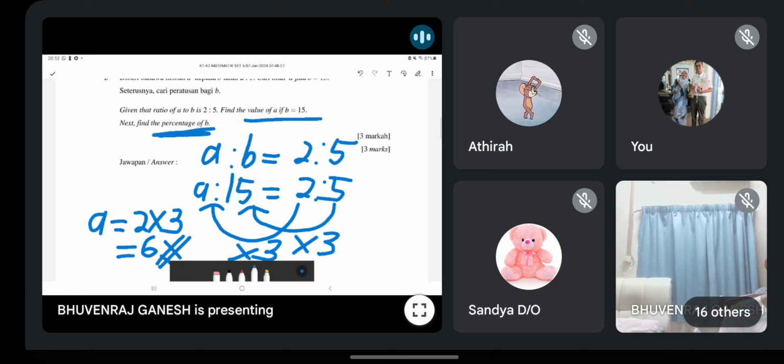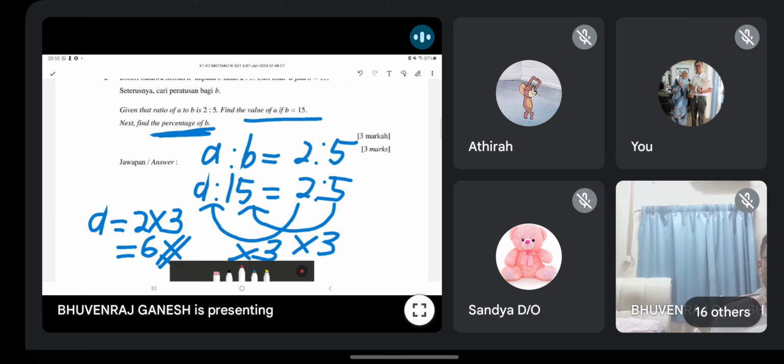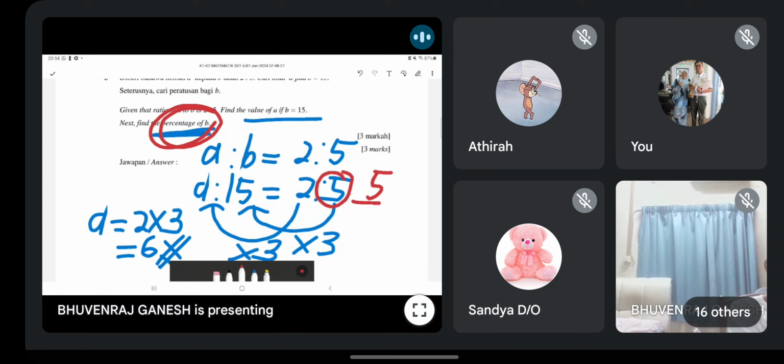Okay, next, find the percentage of B. Cari peratusan B. So, macam mana cari peratusan B, guys? Can anyone tell me? What's the method? Yes, very good. Okay, 15 over 15 plus 6. So final answer, make sure, guys, percentage. Yes, 71.43%. Very good. Maksudnya kamu ambil nisbah B, take the ratio of B, bahagi dengan jumlah nisbah, divide by total ratio, times 100%. That's all. Then you will get 71.43.